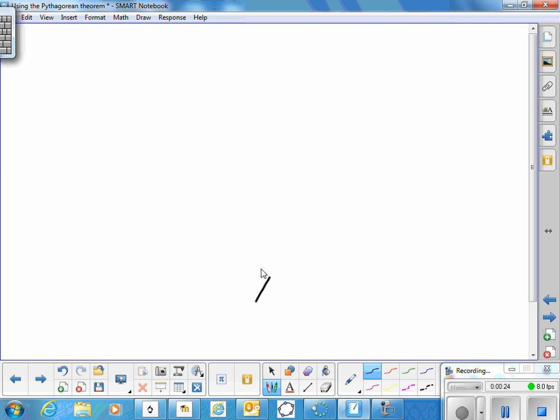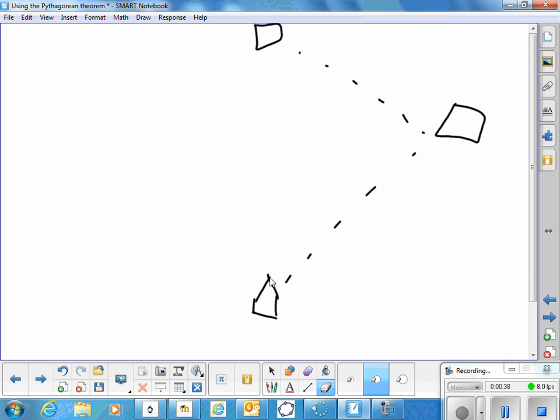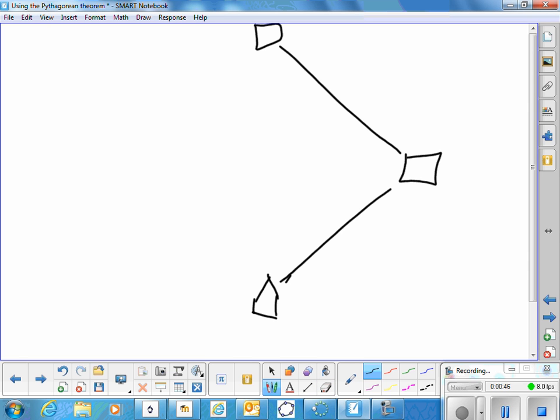So here's home plate. Here's first base. Here's second base. So actually I should draw that down a little bit. So it's quite a bit further from home plate to second base than it is from home plate to first base or from first base to second base, but it's not twice as long.